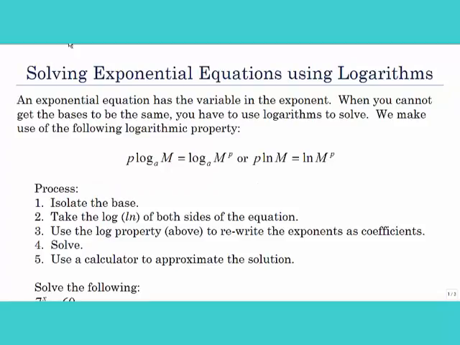The next type of exponential equations must be solved using logarithms because we will not be able to get the same base. We will use this property that allows us to rewrite the exponent as a coefficient. This property is for any base, but I will be using the natural logarithm, which is base e. I will also be using the TI-83 calculator.